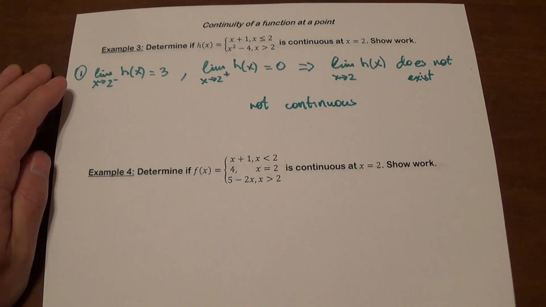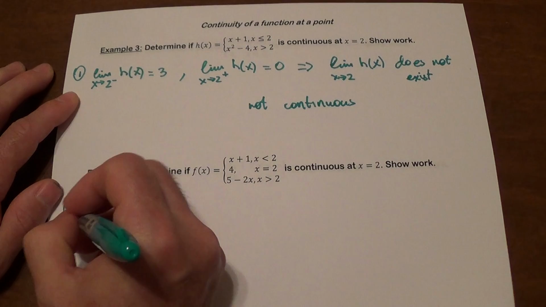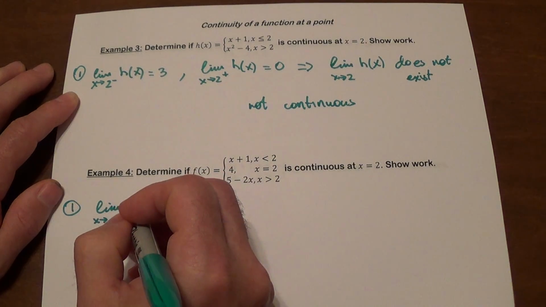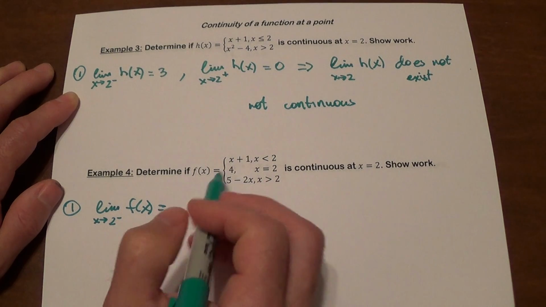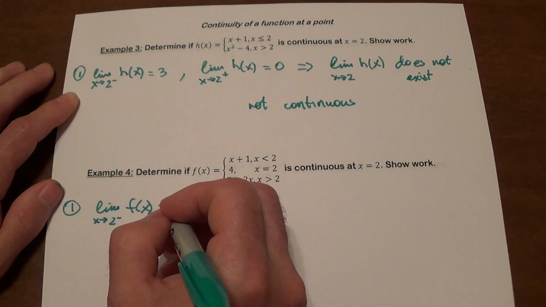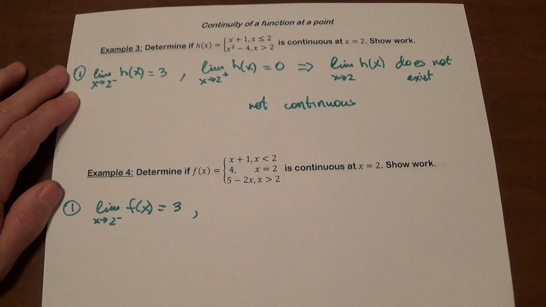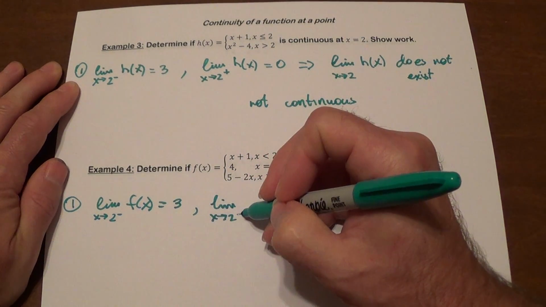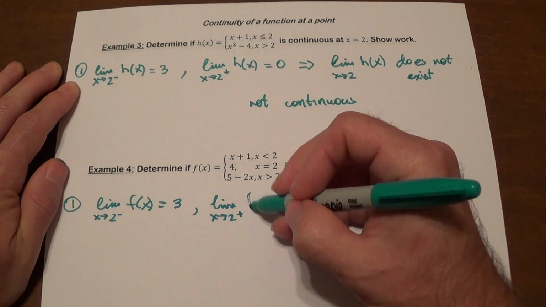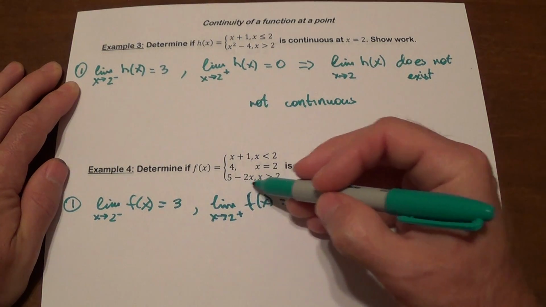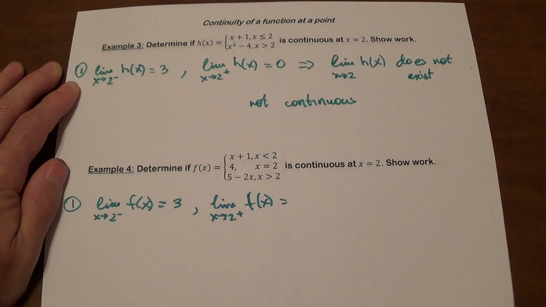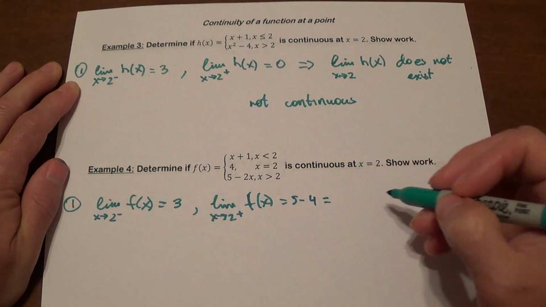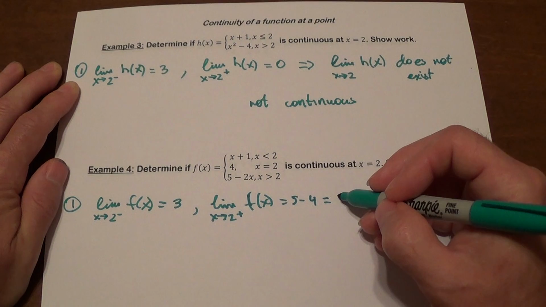Example 4. So start with the limits. The limit as x approaches 2 from the left of f of x. So we use the first equation because that's where less is. So 2 plus 1 is 3, right? For the right-hand limit, the limit as x approaches 2 from the right of f of x is going to be determined by the third equation because that's where greater is. So it's going to be 5 minus 4, which is 1.